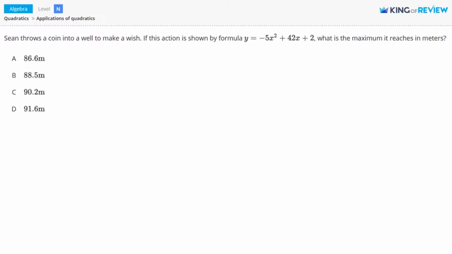Sean throws a coin into a well to make a wish. If this action is shown by the formula y equals negative 5x squared plus 42x plus 2, what is the maximum it reaches in meters? So the path of the coin will look something like this.